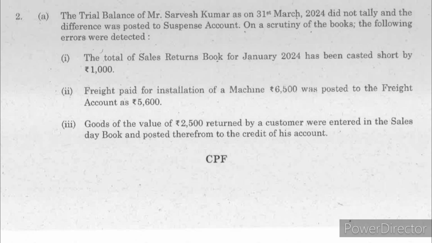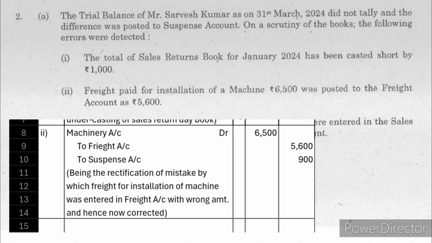Second transaction. Freight paid for installation of machine rupees 6500 was posted to the freight account as rupees 5600. This is an example of error of commission. Rectification entry will be machine account debit 6500 to freight account 5600 to suspense account 900. Narration being the rectification of mistake by which freight for installation of machine was entered in freight account with wrong amount and hence now corrected.